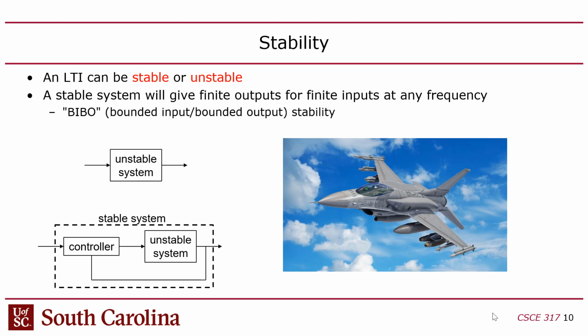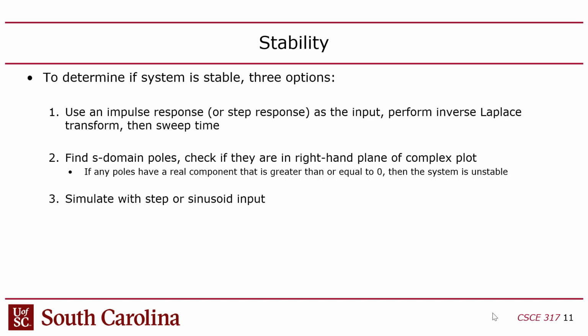But in other words, you can't fly an F-16 with a physical connection between the controls and the flight surfaces. You have to have a controller in there in between that stabilizes the system. And there's a lot of cases that are like that. So the first question is, how do you know if a system is stable?